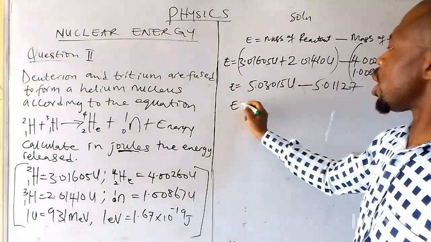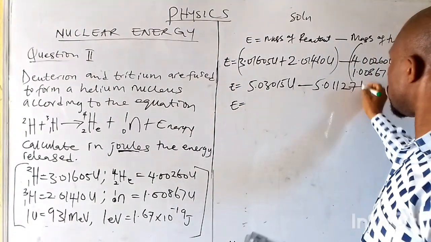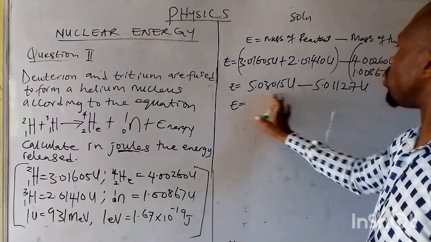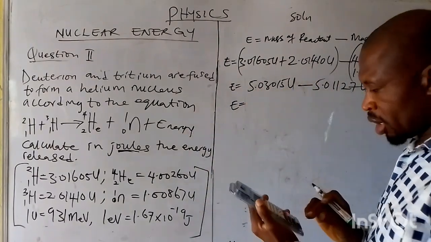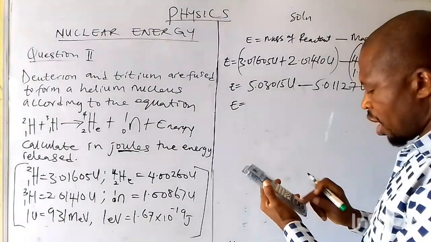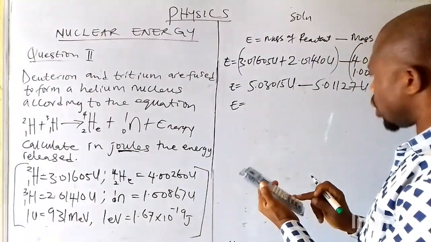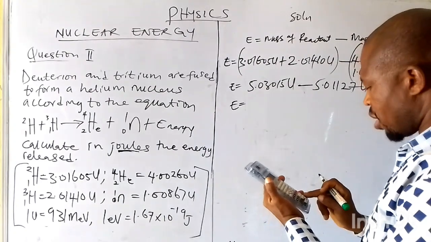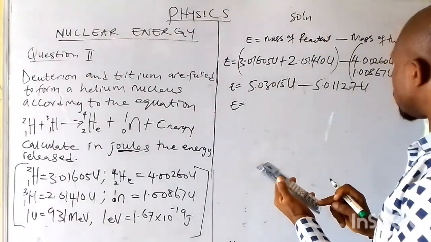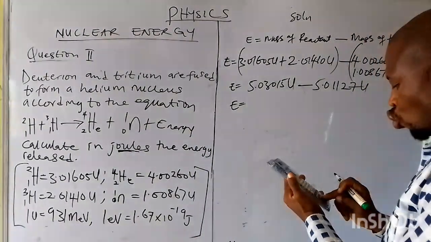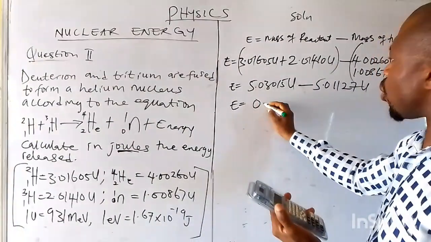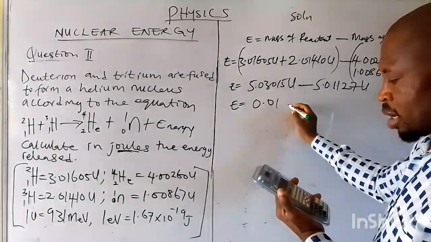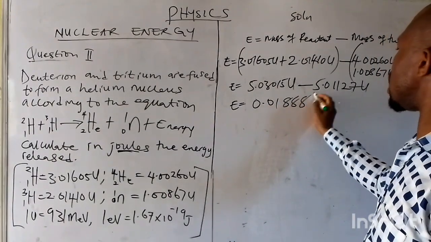So E is equal to, at this point, u is here. At this point, you subtract. If you subtract this from this, we will now have 5.03015 minus 5.01127 u. At the end of the day, we have that E is 0.01888 u.